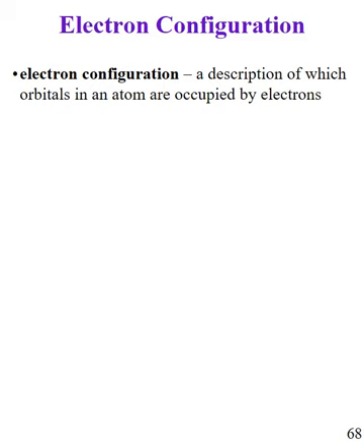The last part of these notes, we are going to be looking at this thing called electron configuration. If you have taken chemistry in high school before, you probably have talked about electron configuration. If not, no worries. Electron configuration is exactly what it says. It's a description of which orbitals in an atom are occupied by electrons. So it tells you where the electrons are.